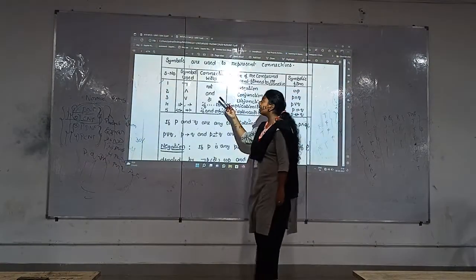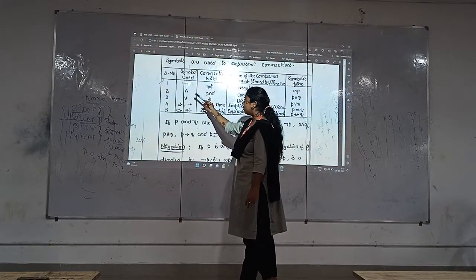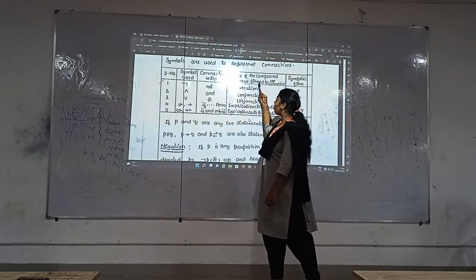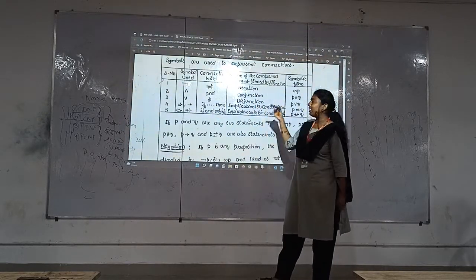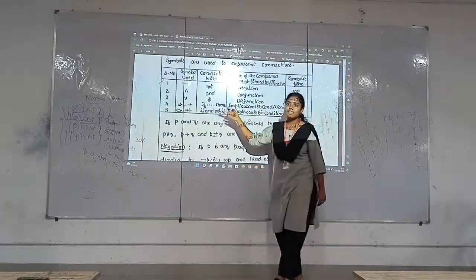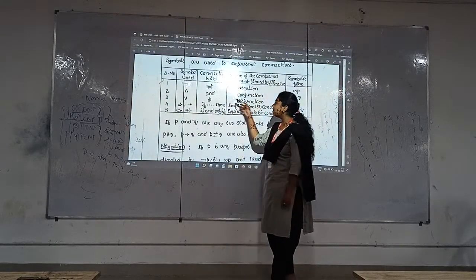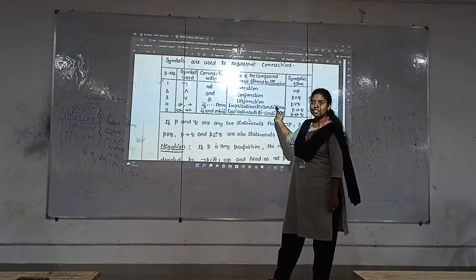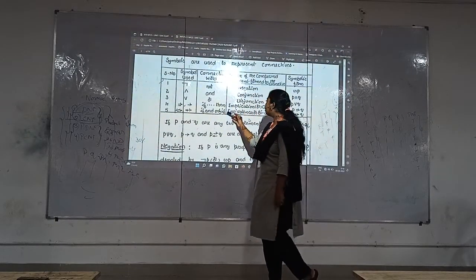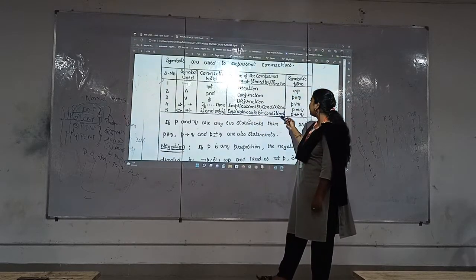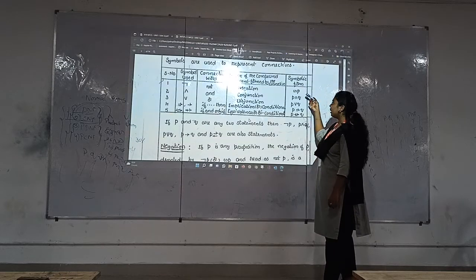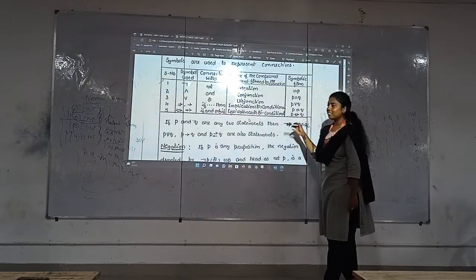For the symbol not, the compound statement is negation, and for and it is conjunction, and for or it is disjunction, and for if then it is implication or conditional statements, and for if and only if it is equivalence or biconditional. This is the symbolic form for negation, and these are the symbolic forms for negations.